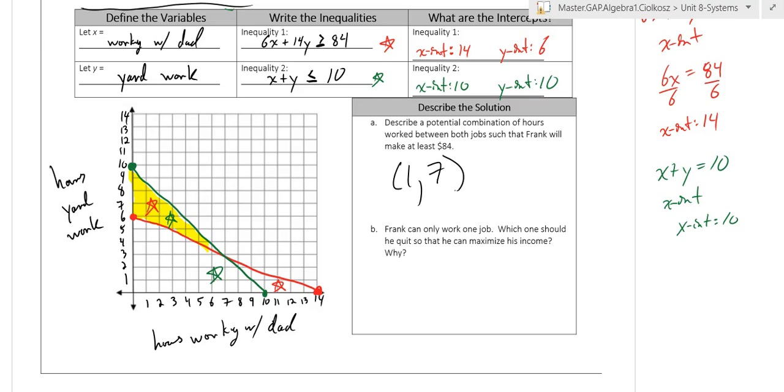For this one, which one should he work so he can maximize his income? Well, yard work pays more, so quit working with dad. And why? Because yard work pays more.